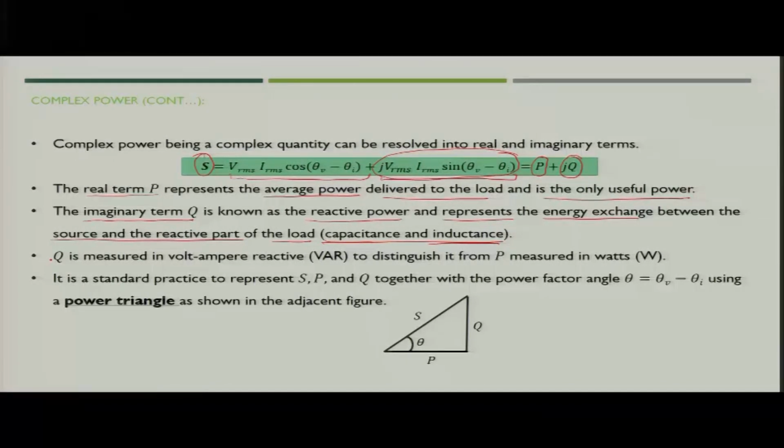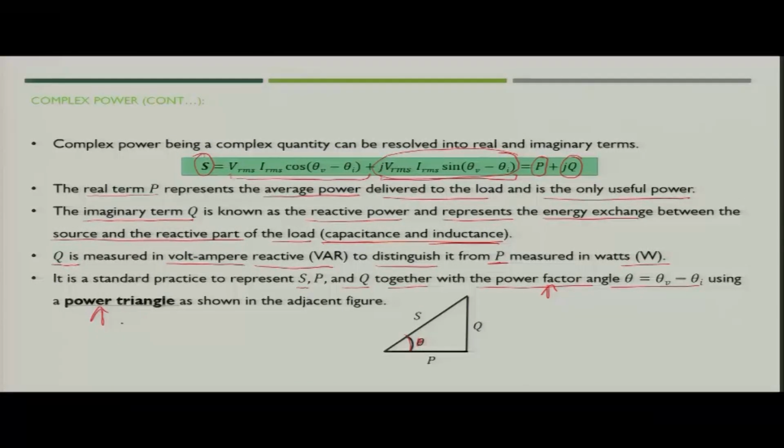So, reactive power is only visible when we have either a capacitive or inductive load in the circuit. Q is measured in volt ampere reactive, just to distinguish it from real power P, which is measured in watt. In standard practice, S, P and Q are represented together with the power factor angle, theta, which is nothing but theta V minus theta I, using the power triangle. And how do we represent the power triangle? The power triangle is the relationship between P, Q and S, and the angle between P and S is theta, which is the power factor angle.